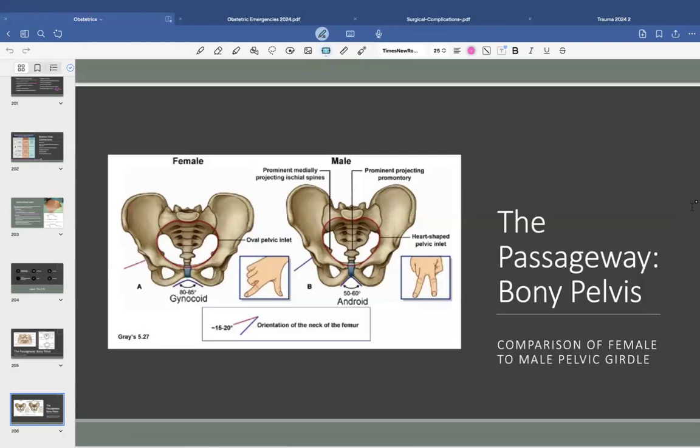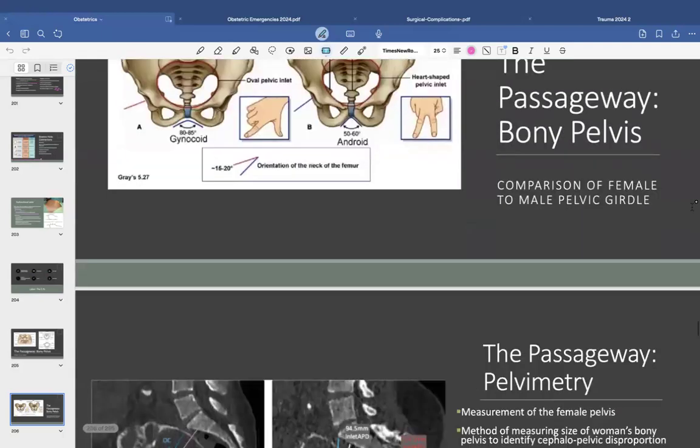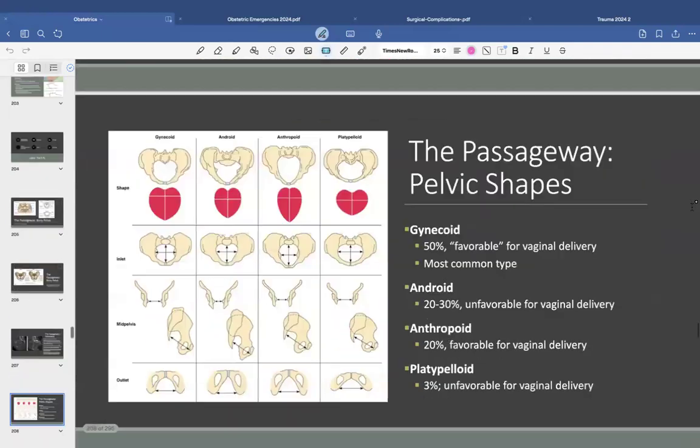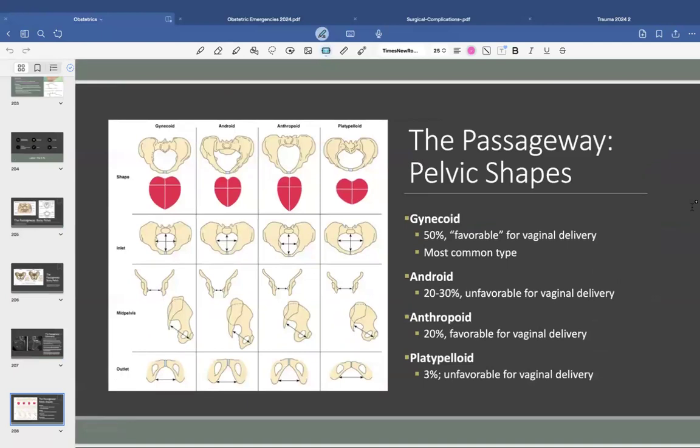These are the shapes, so women have different shaped pelvises. The most favorable for vaginal delivery is the gynecoid, which is about 50% of women. It's the most common type. Followed by android, which is not favorable for vaginal delivery. Anthropoid, which is about 20% of patients, is more favorable for vaginal delivery. Platypoid, 3%, unfavorable. So you can see the different shapes of those.